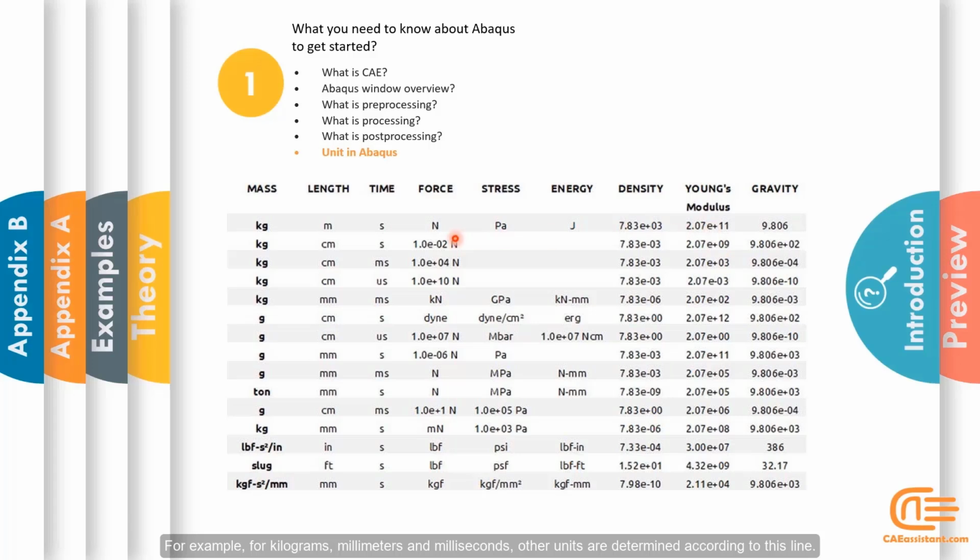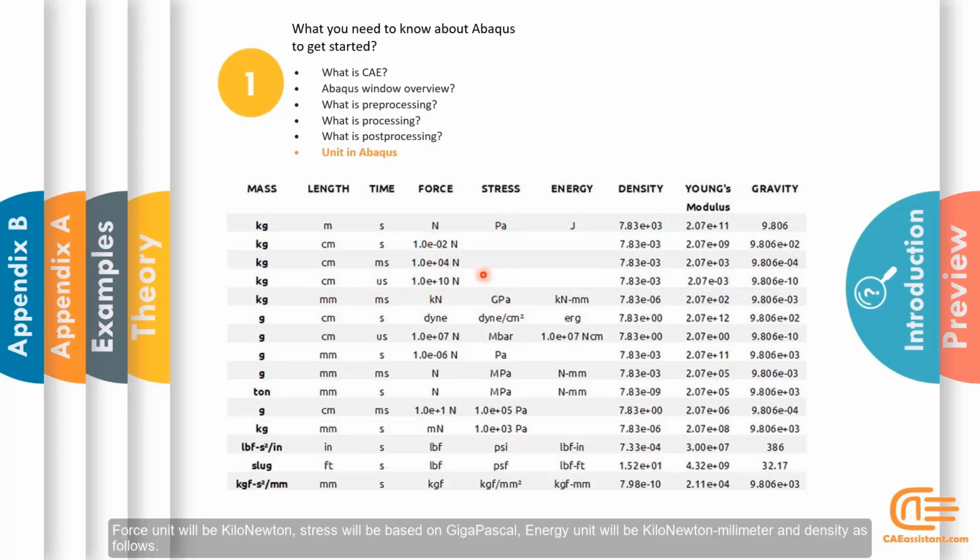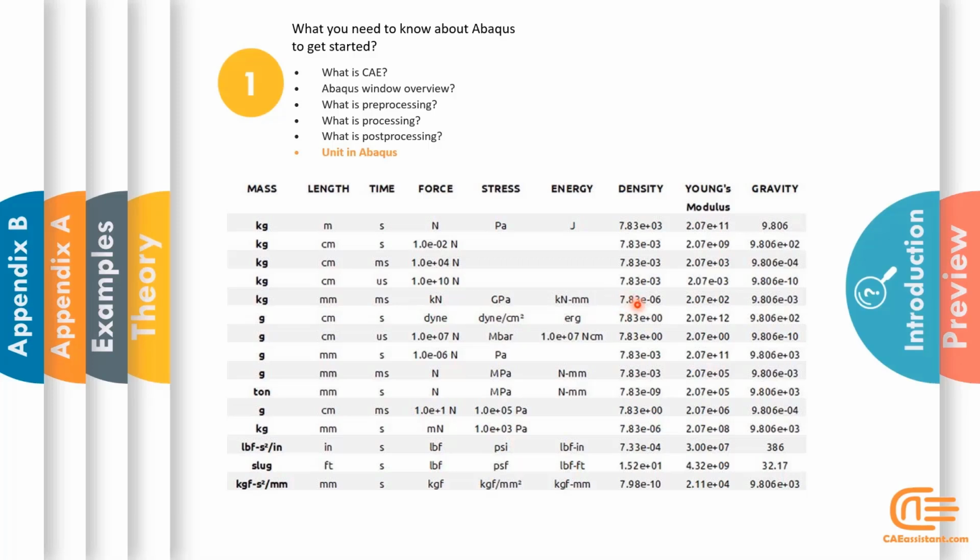For example, for kilograms, millimeters, and milliseconds, other units are determined according to this line. Force unit will be kilonewton, stress will be based on gigapascal, energy unit will be kilonewton millimeter, and density as follows. For more information, you can see the units in Abaqus article on the website.